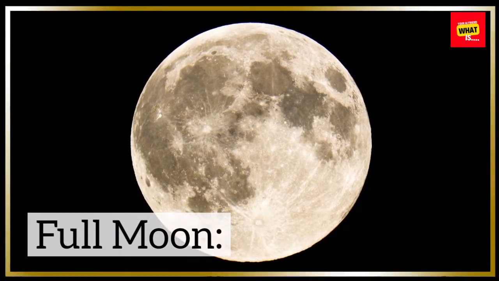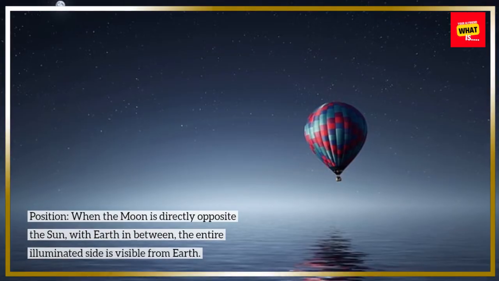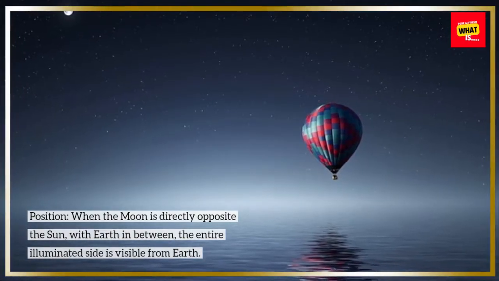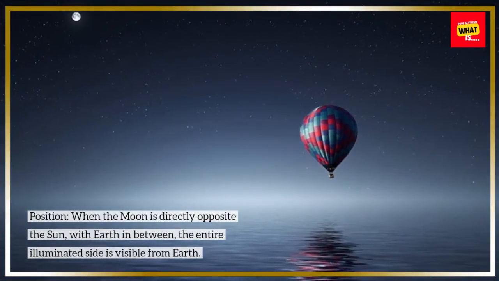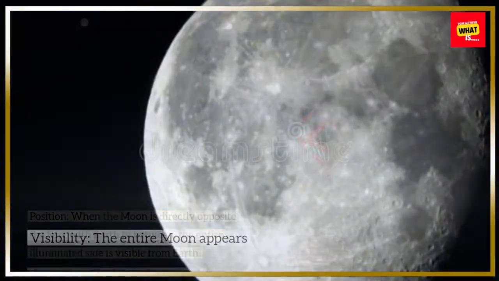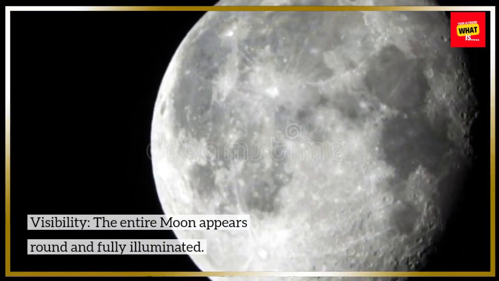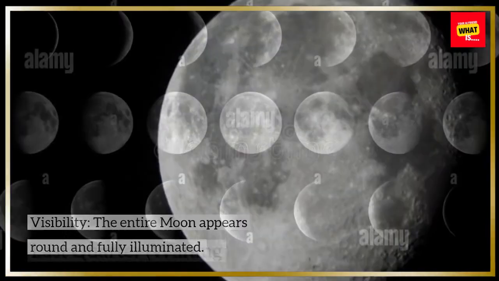Full moon. Position. When the moon is directly opposite the sun, with Earth in between, the entire illuminated side is visible from Earth. Visibility. The entire moon appears round and fully illuminated.